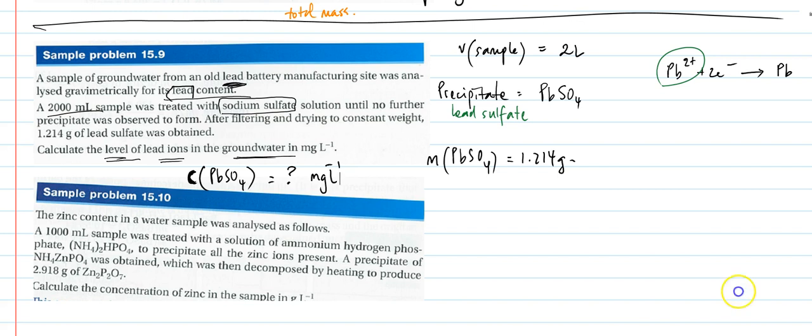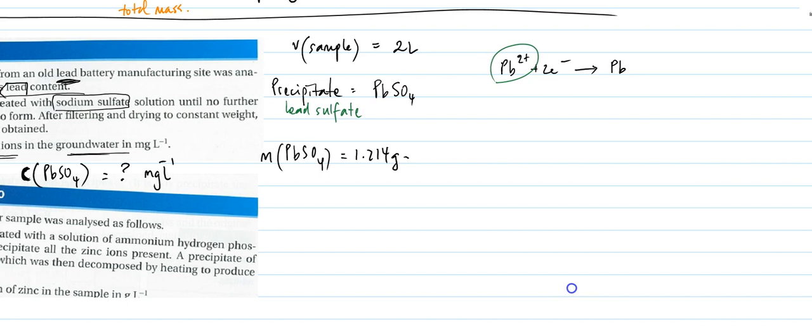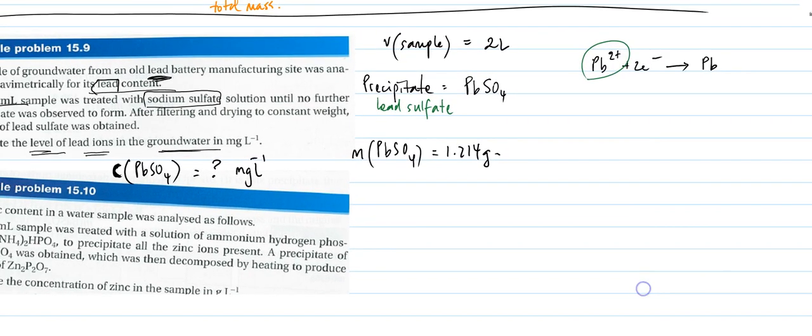Right. What do we do? So we've got mass of lead sulfate here. We want to find, wait, they don't want lead sulfate, they want lead ions. So concentration of lead ions in milligrams per liter. So we want to find the mass of lead ions first so that we can work out concentration.